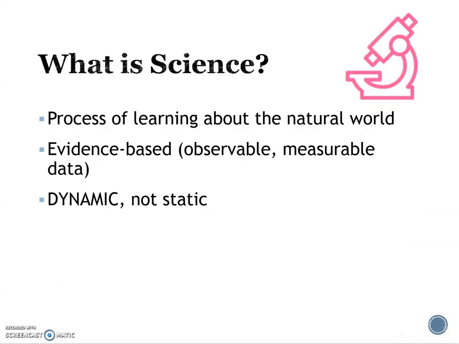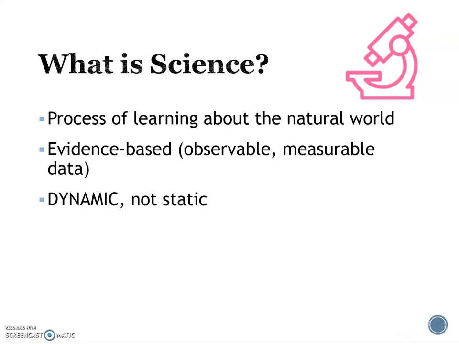So what is science? When I say science, I mean a process. We're talking about a way of knowing and learning about the natural world. Science is always going to be evidence-based. Evidence is something that's observable or measurable. You can use your senses to notice something about science. That means that it is very concrete evidence.